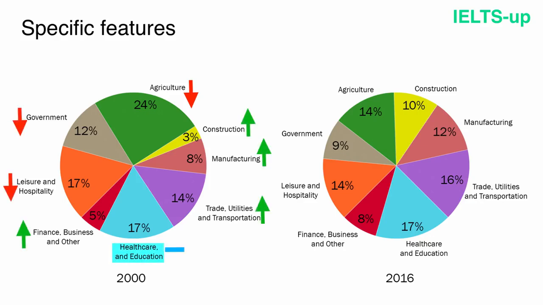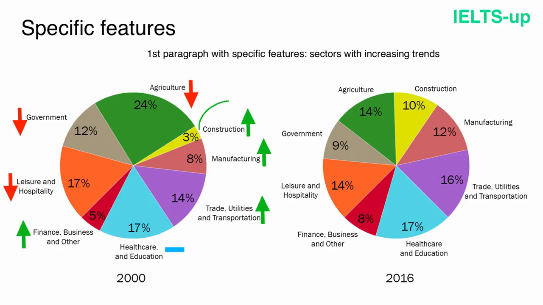Healthcare and education had no change. That's why I've put a dash near it. In the first paragraph with specific features, I will describe sectors with increasing trends, and those are construction, trade, utilities and transportation, manufacturing, and finance, business and other services.